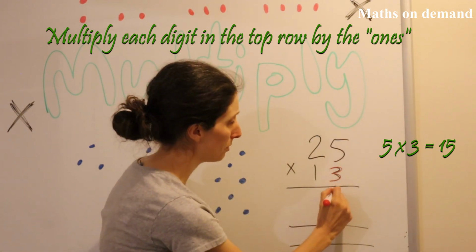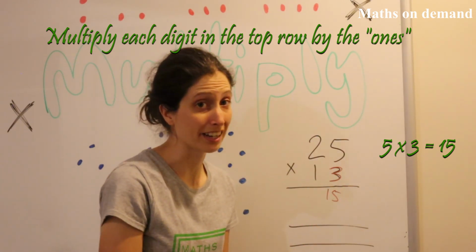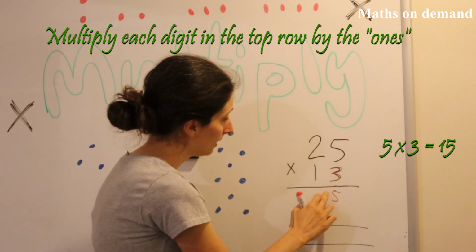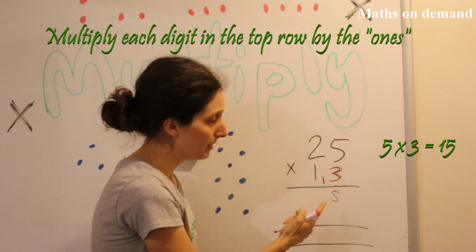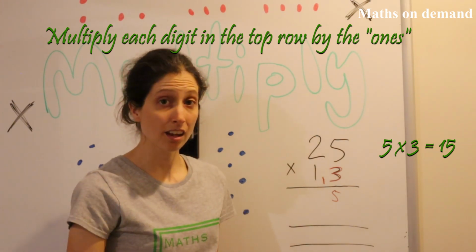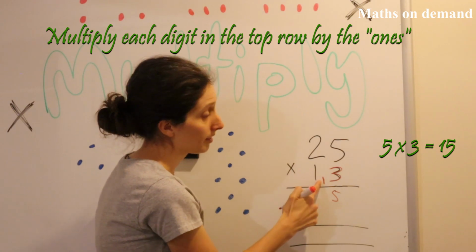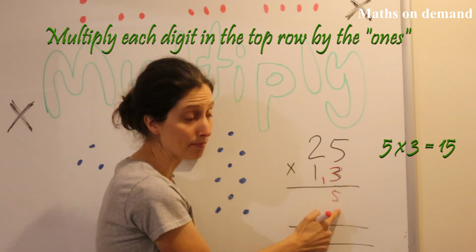5 times 3 is 15. But we can't put 15 here. We're only allowed to write the ones part of our answer in the ones down here. So we write the 1 just somewhere else. Here is fine. So we remember we still need to do something with that. We're carrying it, just like we did with our adding. So the 1 goes here and the 5 goes here to make 15.